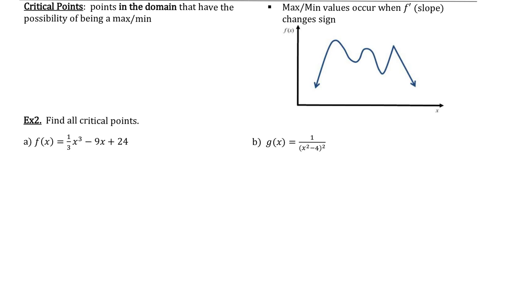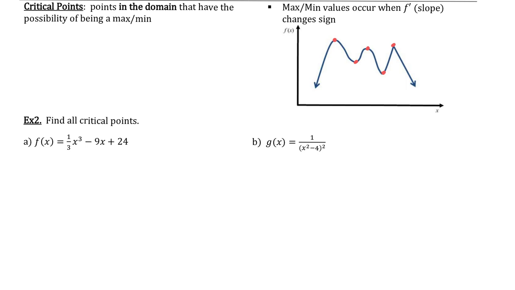Okay, now let's define critical points. Critical points are points in the domain that have the possibility of being a maximum or minimum. On the graph on the right, that's going to be here, here, here, here, and here. They occur when f prime changes sign from positive to negative or vice versa.